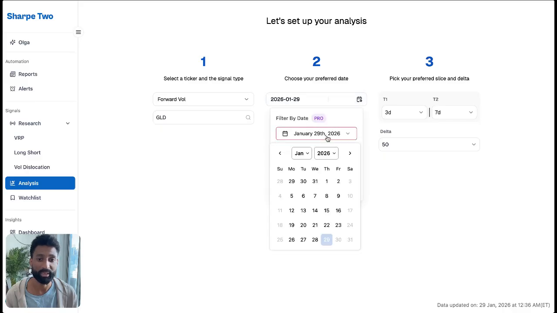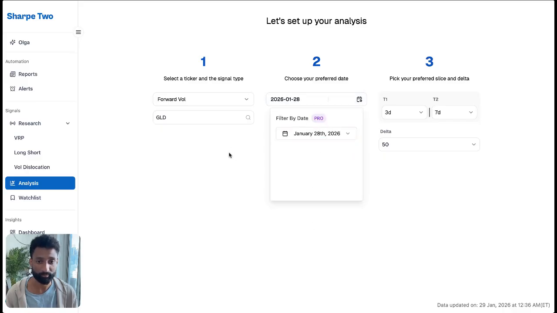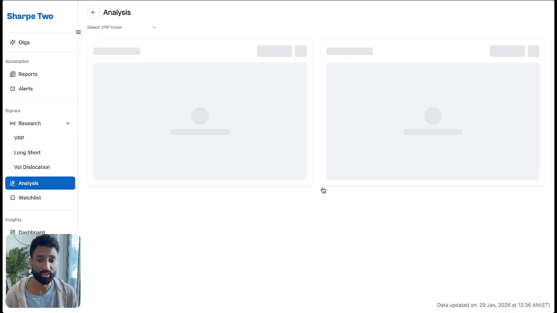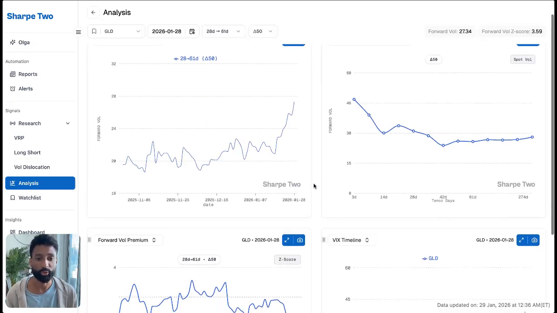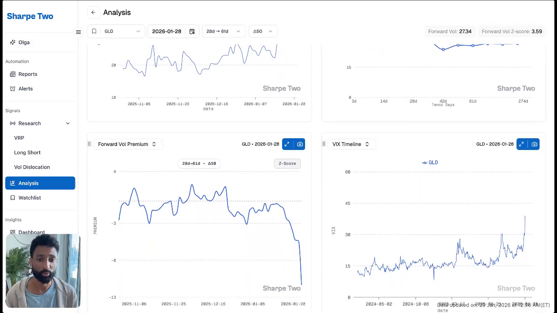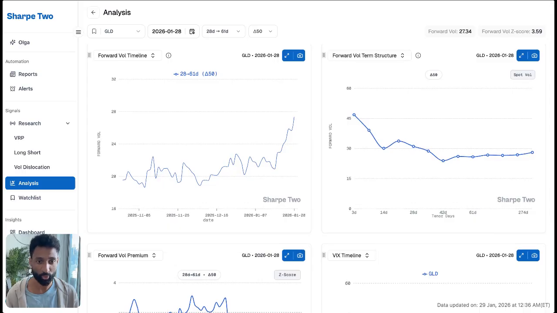You then have to pick the date that you're looking for. Let's take the date of yesterday, for instance. And because it's forward vol analytics, you will have to pick the 2 different slices that are of interest for you. So let's say something that looks like a month forward volatility. All you have to do at that stage is really hit confirm charts, and all the analytics are going to show up for you. And it's time for you to make your analysis, your conclusion.